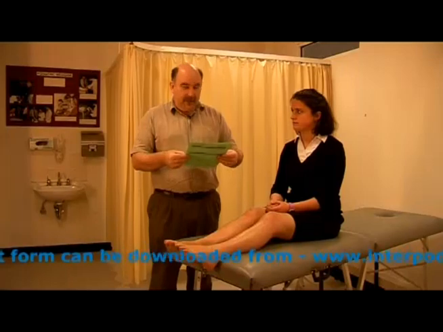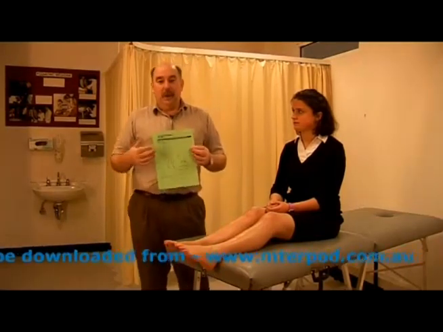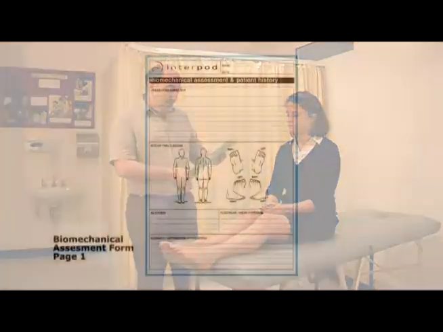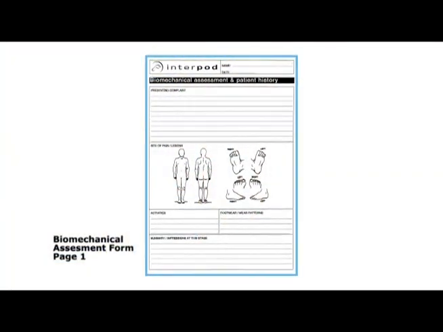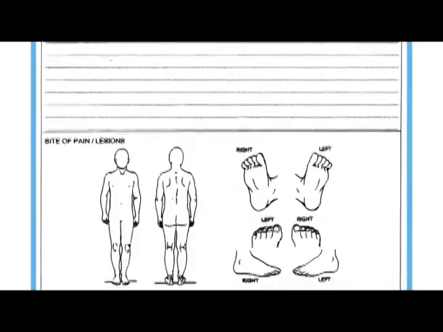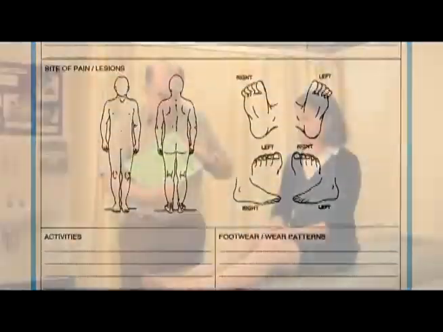In that case, we then expect the students to go and get this form and then start working their way through that. The whole first page of this form is really to help determine, is this really a biomechanical dysfunction that needs further assessment or not? The first thing that's needed on this form at the top here is the presenting complaint. You know, what have they come in for?